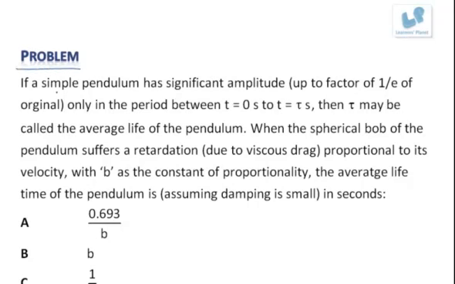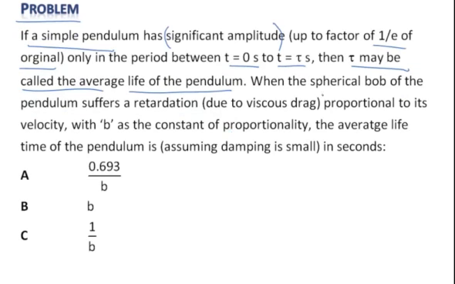Now let us look at the next problem. If a simple pendulum has significant amplitude, that is up to a factor of 1 by e of original, only in the period between t equal to 0 to t equal to tau seconds, then tau may be called the average life of the pendulum.